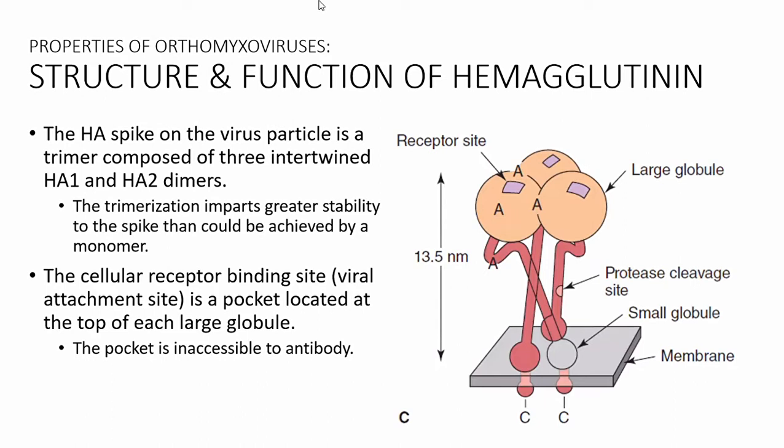So the HA spike on the virus particle is a trimer, composed of three intertwined HA1 and HA2 dimers. The trimerization imparts greater stability to the spike than could be achieved by a monomer. And the cellular receptor binding site is a pocket located at the top of each large globule. And this pocket is inaccessible to antibody.